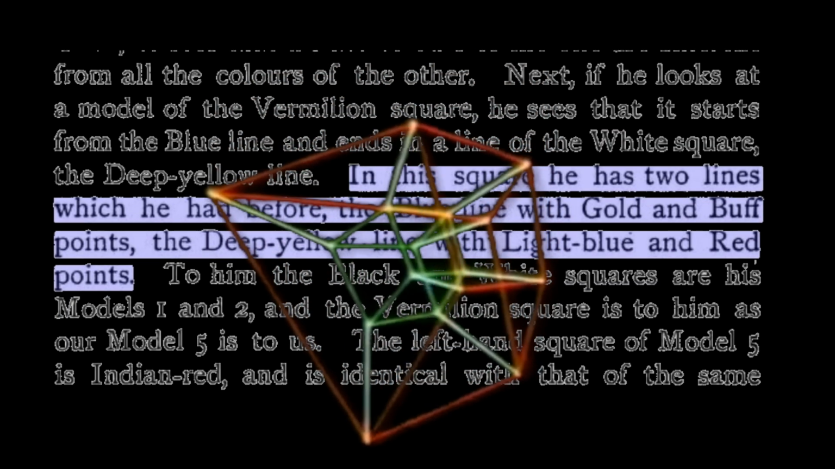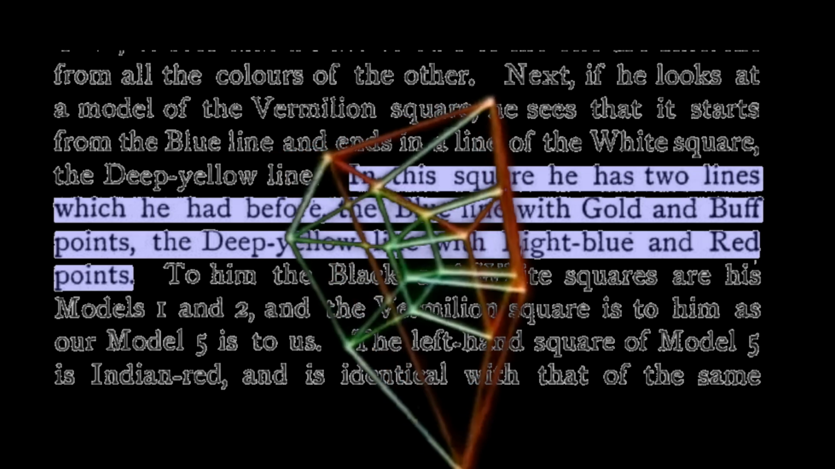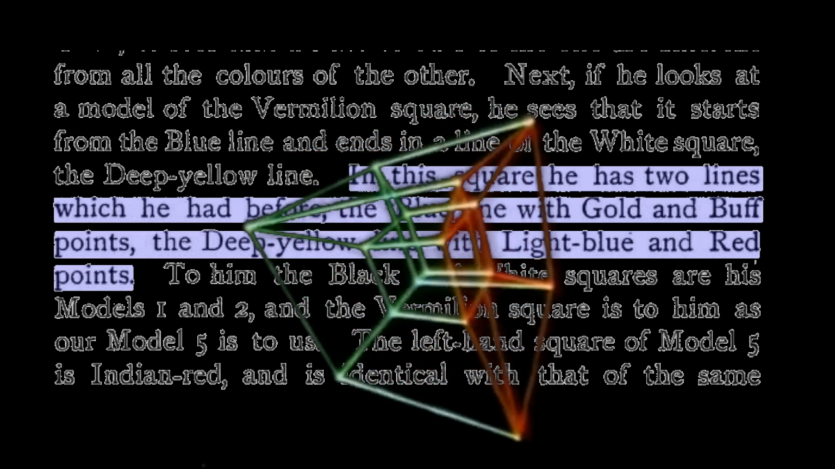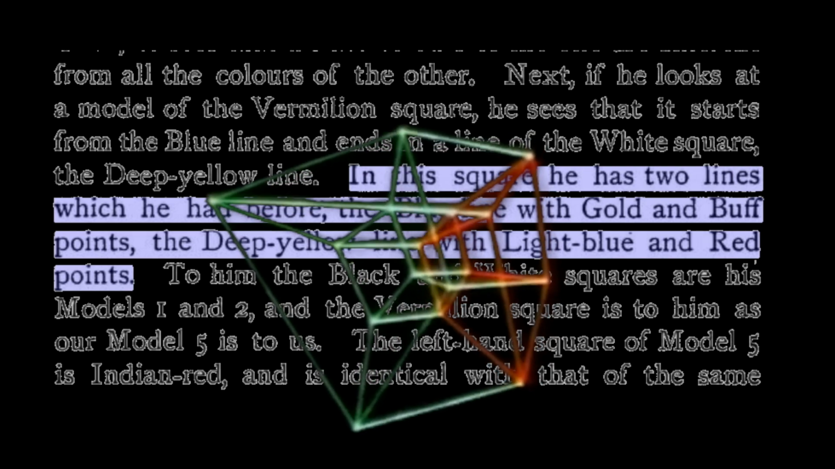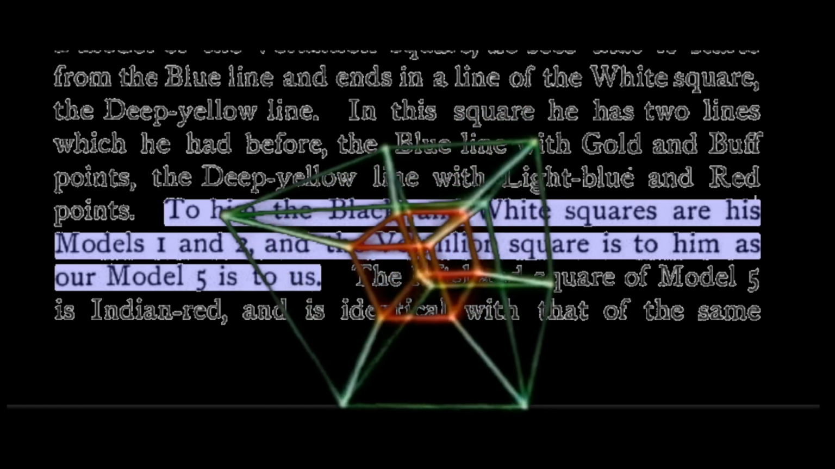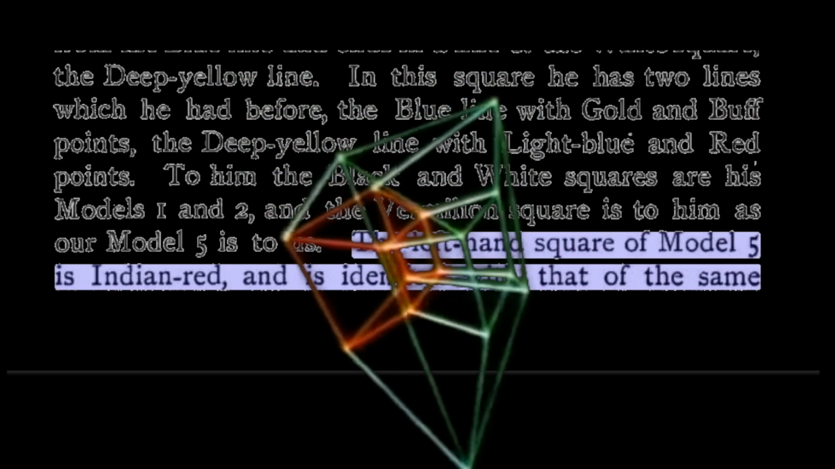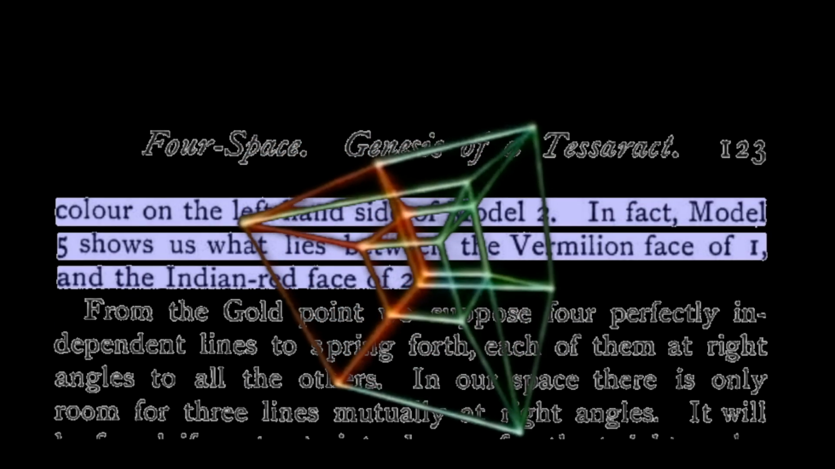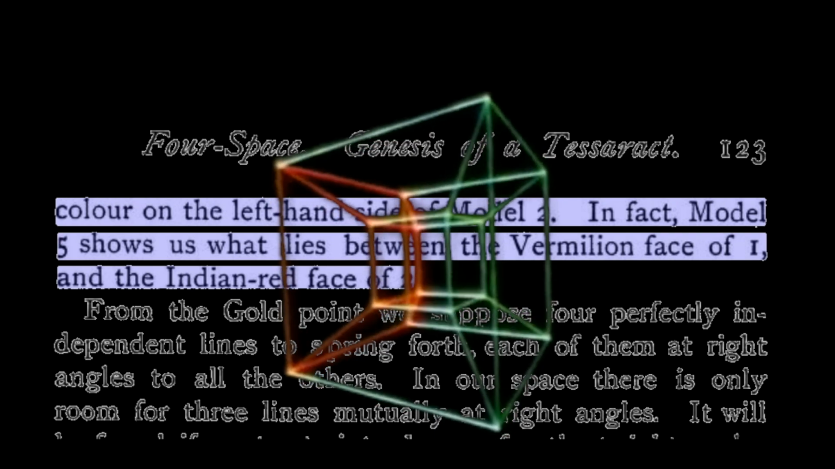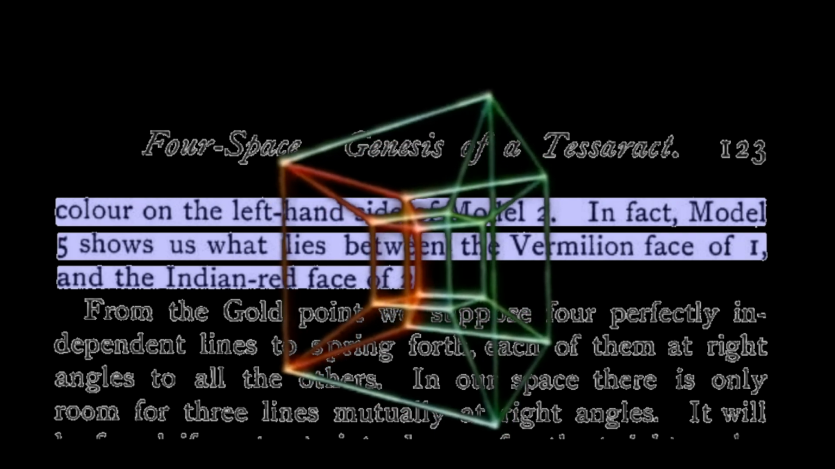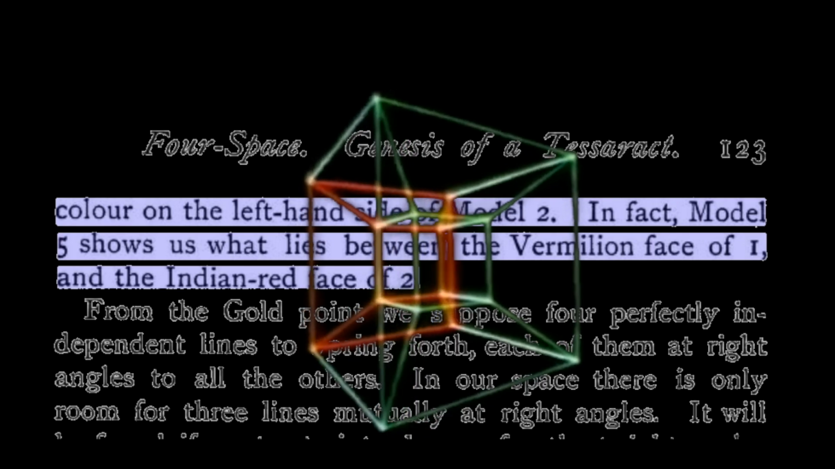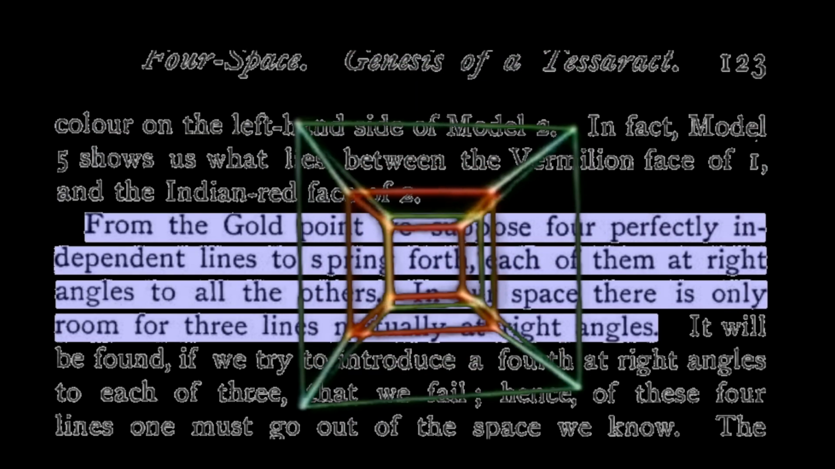In this square he has two lines which he had before, the blue line with gold and buff points, the deep yellow line with light blue and red points. To him the black and white squares are his models 1 and 2, and the vermilion square is to him as our Model 5 is to us. The left-hand square of Model 5 is Indian red, and is identical with that of the same color on the left-hand side of Model 2. In fact, Model 5 shows us what lies between the vermilion face of 1 and the red face of 2.